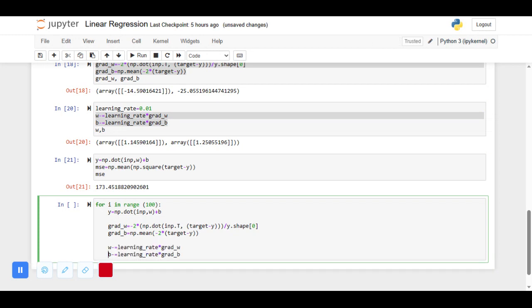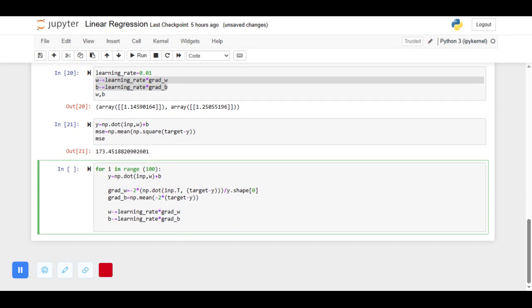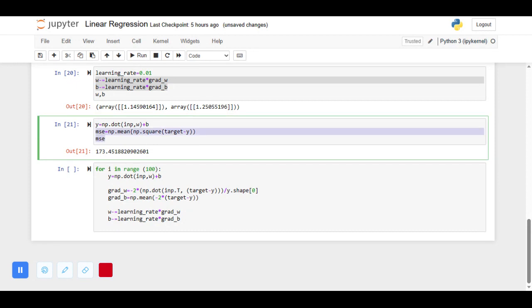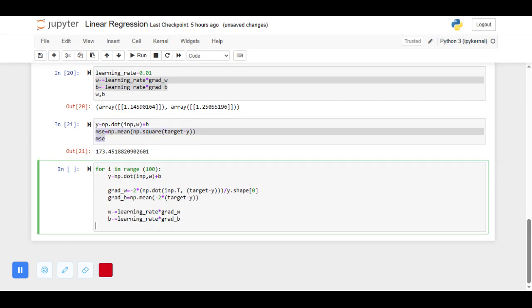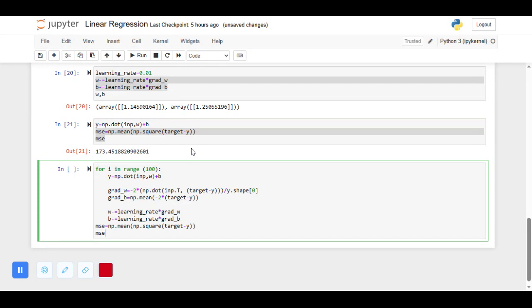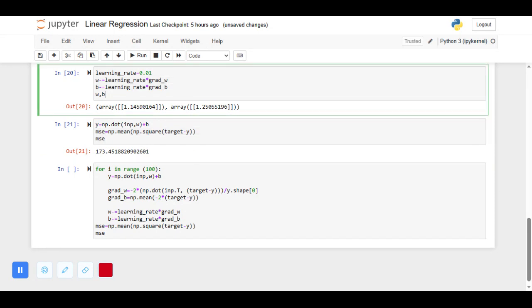Okay, so here I have updated the weight and bias. So now after updating the weight and bias, again it will go to the next iteration. Again it will calculate. So finally, after finishing the iterations, I want to get my MSE values, how much the MSE has decreased or increased. Okay, so now I think we are done with the code.